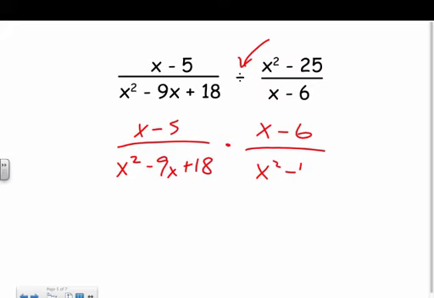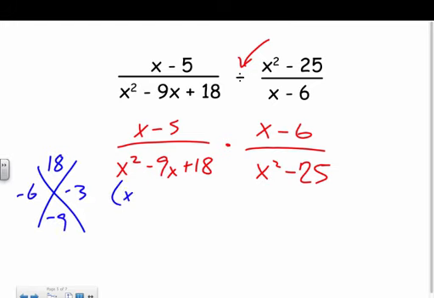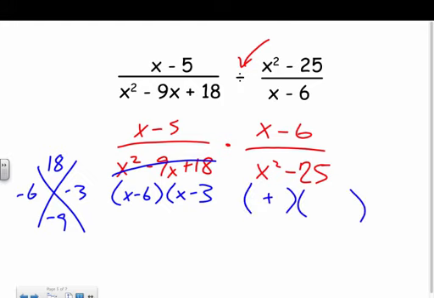So if I look, x minus 5 is good. Down below, we've got a trinomial, so factors of 18 that add up to negative 9. In this case, we got negative 6 and negative 3. So x minus 6 times x minus 3. Good. Over on the right side, x minus 6 is good. X squared minus 25, can't factor anything out, but I always look for a difference of squares, which it is. So we've done this just a bit ago. A plus and a minus, and we square root x squared, which is x, and square root of 25 is 5. So that changed.